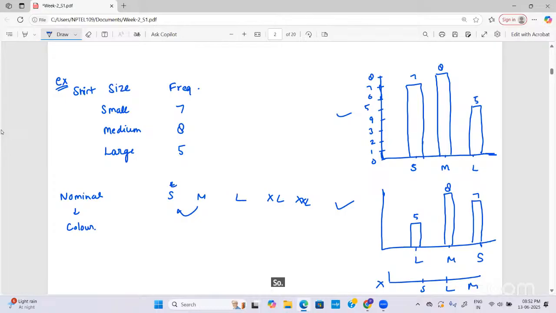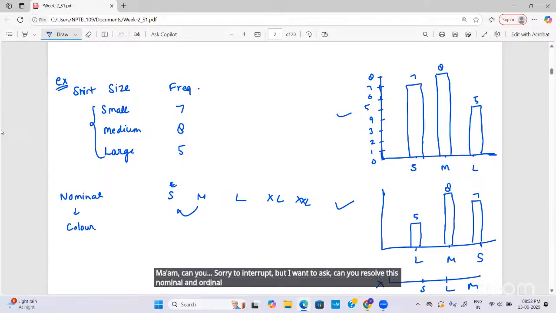Ma'am, whenever you have an ordinal variable, we have to maintain this order. Sorry to interrupt, but I want to ask, can you resolve this nominal and ordinal? What is this? Can you explain?